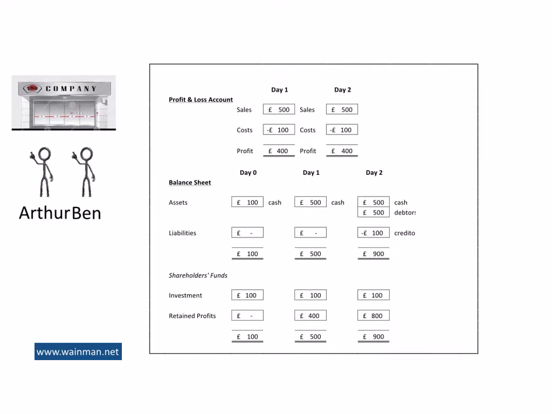The original investment still remains as £100, and at the beginning of the day they had £400 of retained profit. Now they've made an additional £400 of profit during day 2, and, because they have not paid a dividend, now owe a total of £800 back to the shareholders. 100 plus 800 makes £900, and so the balance sheet continues to balance.